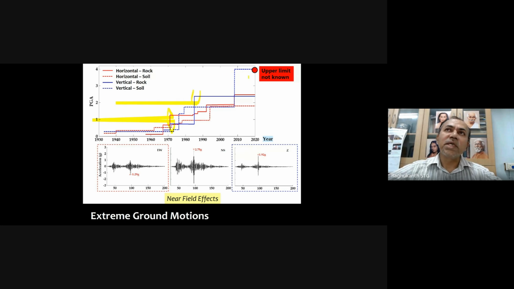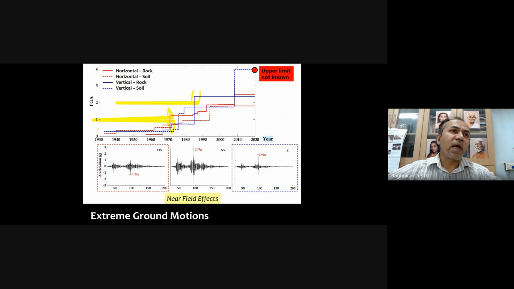Now this is up to 2020. If you ask me a question, since in our design we want structures to be safe in the future, what is the maximum PGA we are going to observe in the next 50 years, from the data point of view, this upper limit is not known. It is very difficult to answer this question.